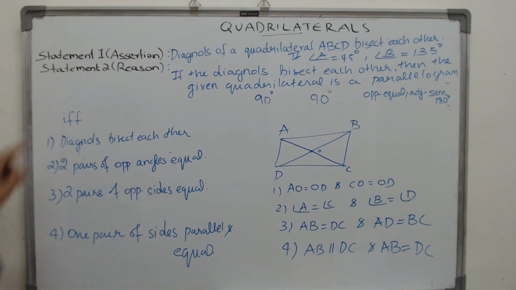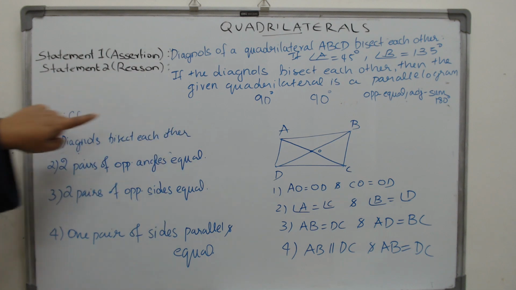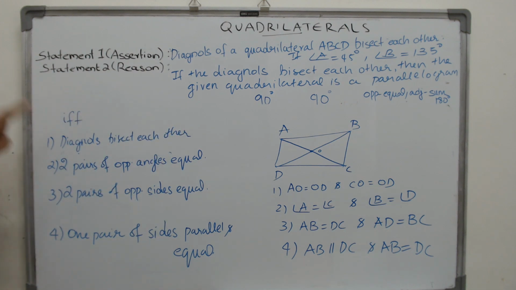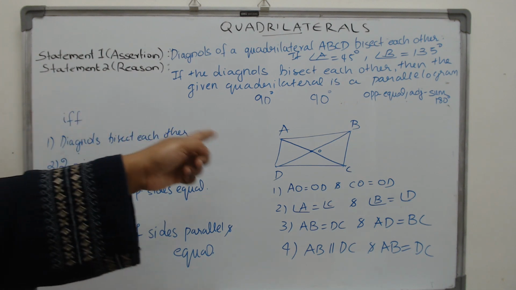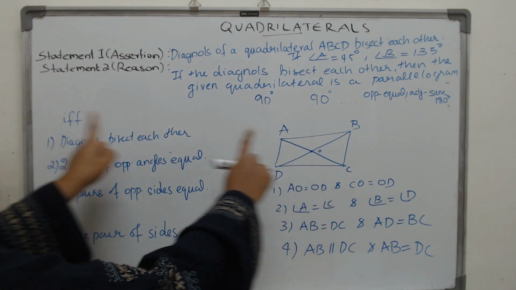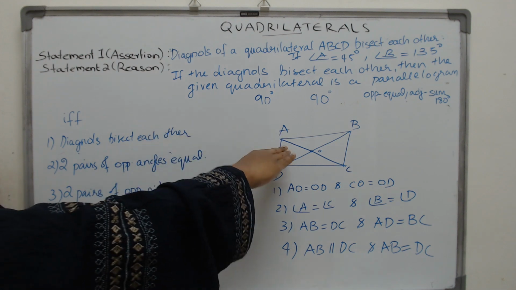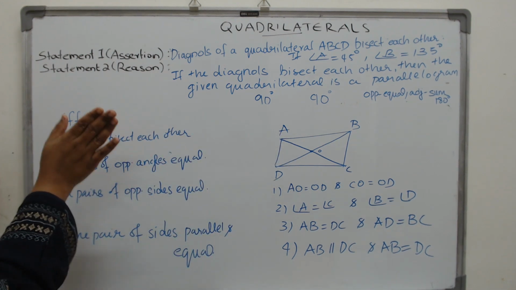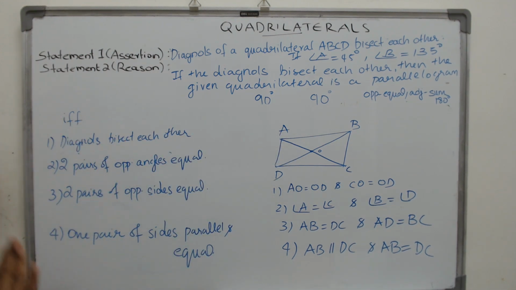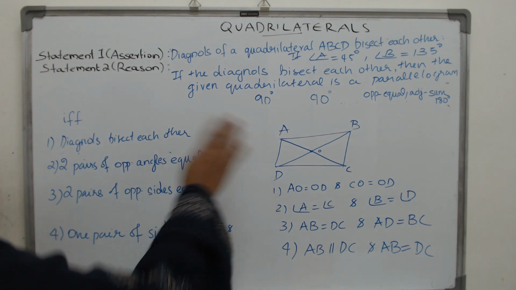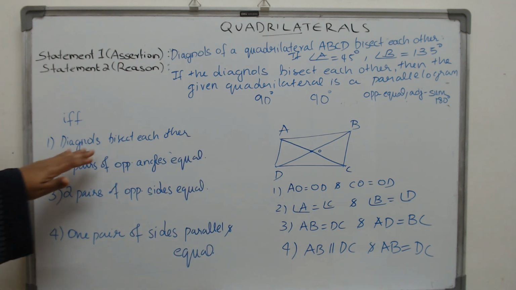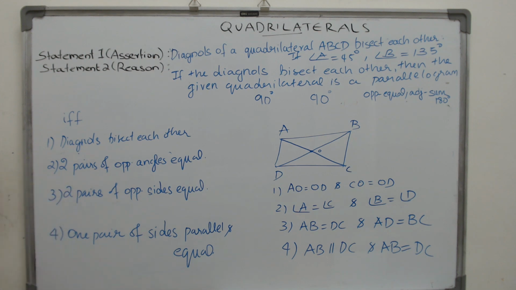That means if it is a parallelogram, diagonals will bisect. If the diagonals bisect, it will be a parallelogram. The conditions work both ways. So if this is a parallelogram, this will be true. But if this is true, that is enough to prove that ABCD is a parallelogram. This is one condition. What is the second condition?